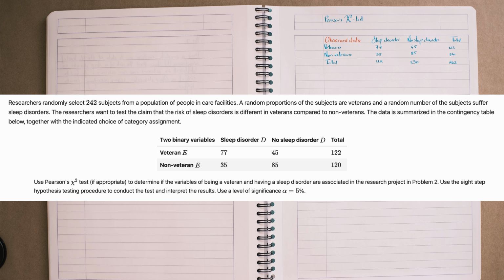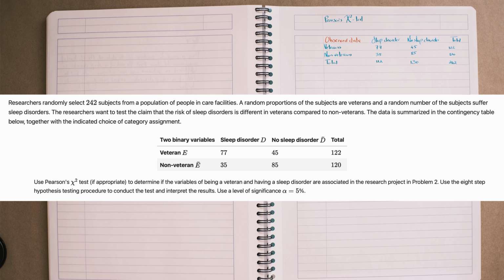Again, researchers randomly select 242 subjects from a population of people in care facilities. A random proportion of subjects are veterans and a random number have sleep disorders. So these are two binary variables. The researchers want to test the claim that the risk of sleep disorder is different in veterans compared to non-veterans.